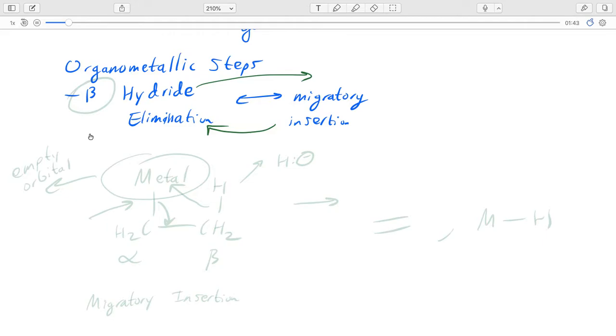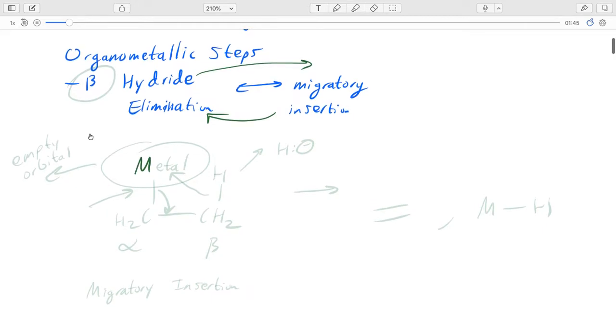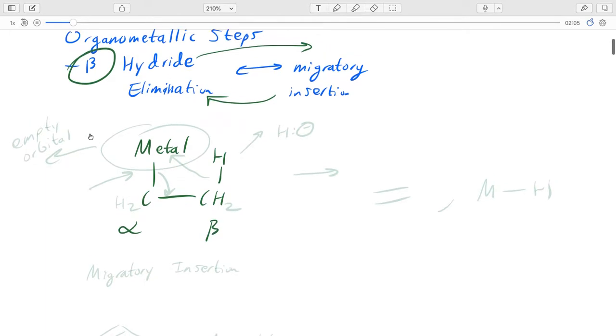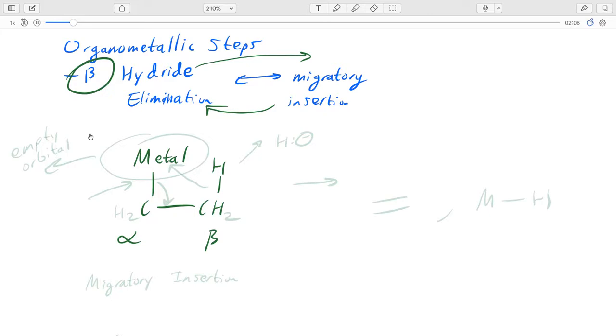So say we just have a generic metal, so M stands for metal, or why don't I just write it out? Attached to, say, a carbon group. So because we're looking at the beta hydrogen, we're going to go alpha, beta right there because the general nomenclature is alpha is the first one away from the metal, and beta is the second one, gamma is the third, delta fourth, and so on and so forth.